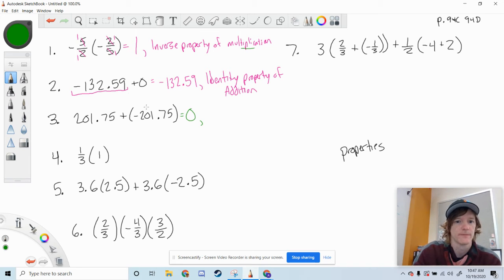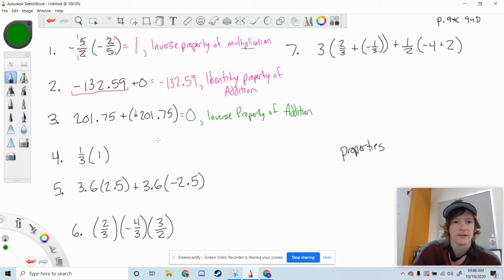And the property we're going to use here: with multiplication, to find the inverse, you flip its fraction. You flip the fraction over. With addition and subtraction, the inverse is if it's opposite. It's like a negative. So on this, it's the inverse property of addition.